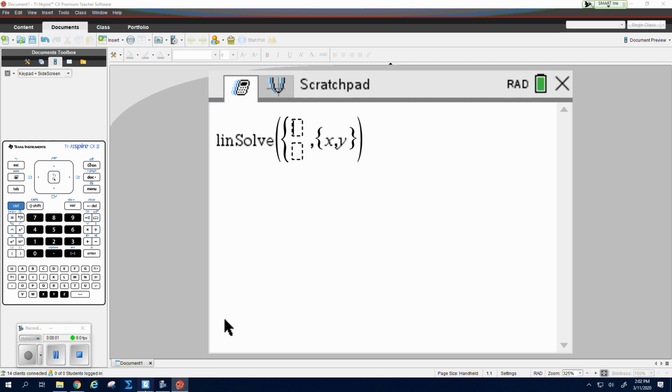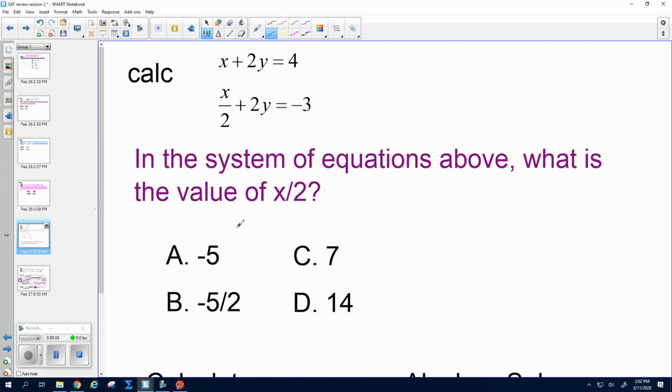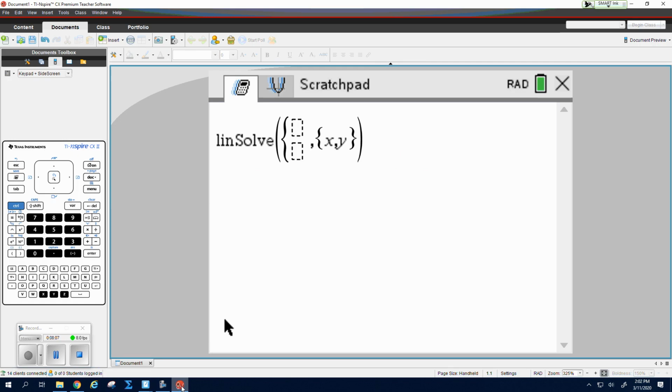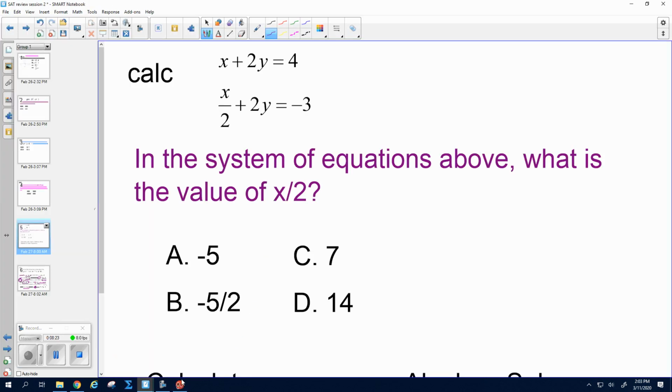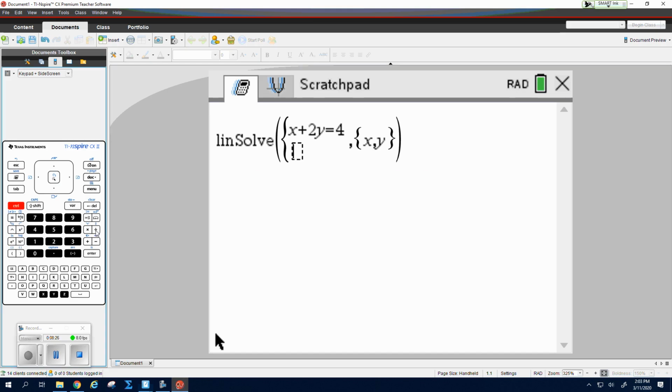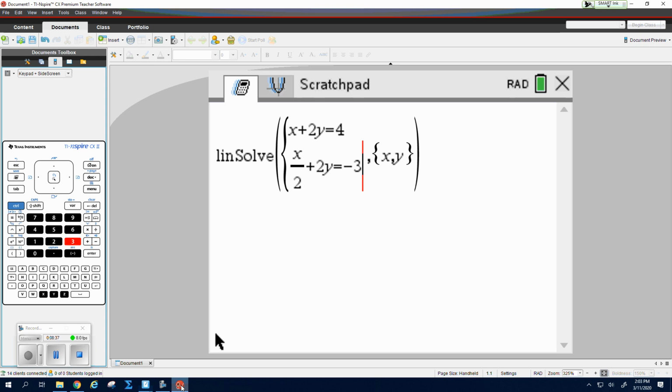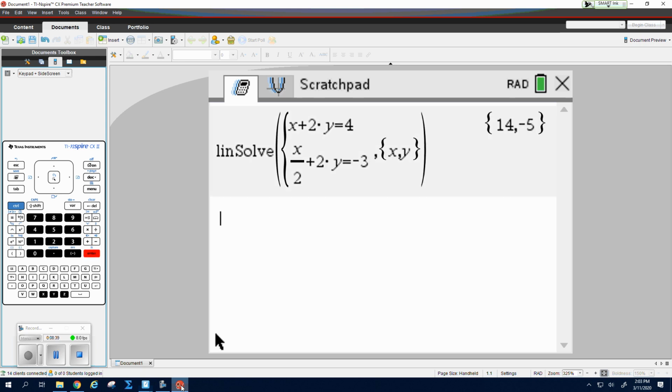So we are doing this problem right here. X plus 2y equals 4. I'm going to type it in. There's the equal sign on your calculator right here. Then I'm going to plug in the other one. X over 2 plus 2y equals negative 3. Do your fraction box. X over 2 plus 2y equals negative 3. Literally solves it for you.